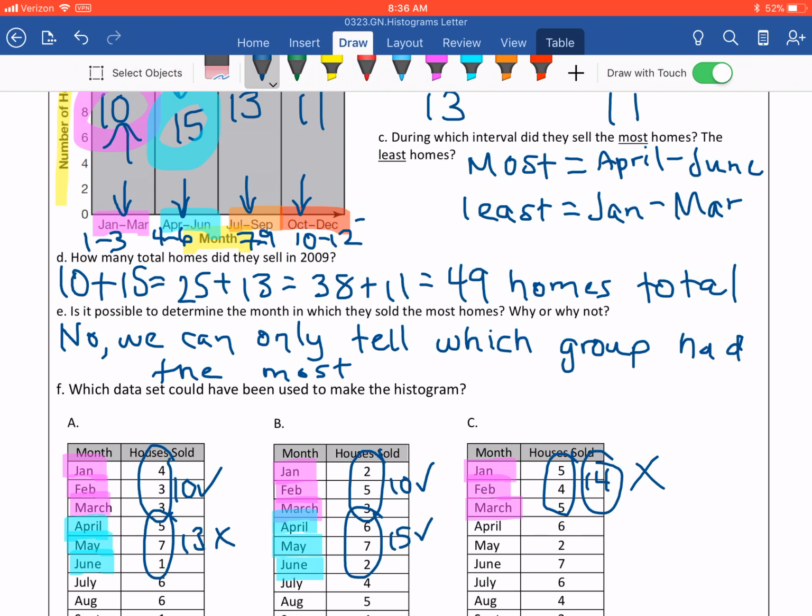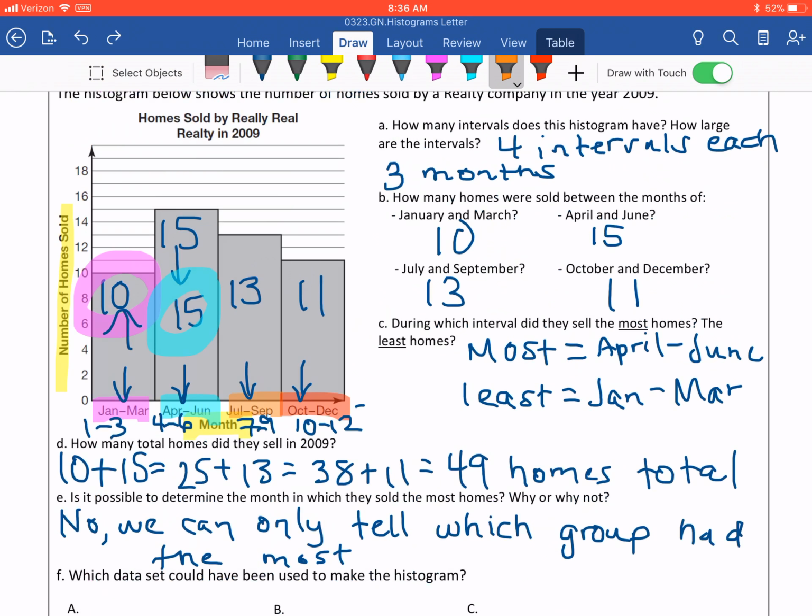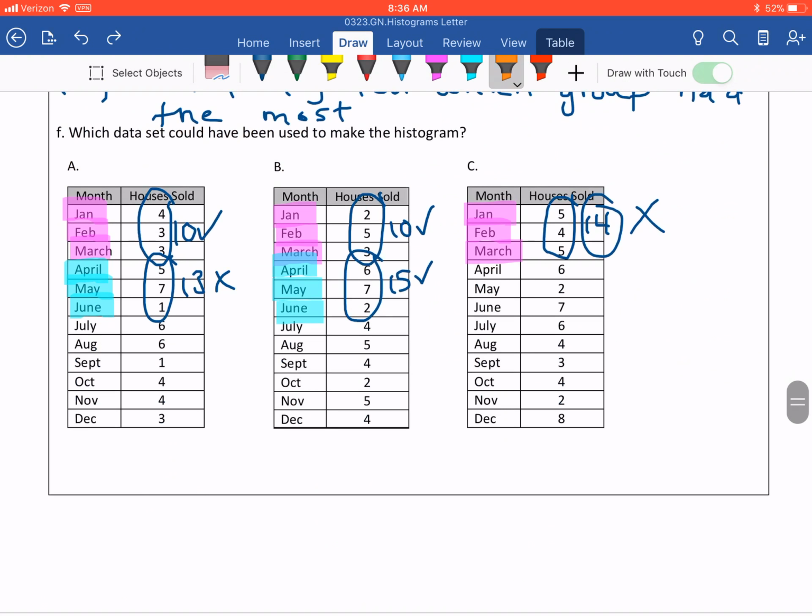At this point, I could say to myself, oh yeah, I know it's letter B because A and C are wrong. But we're not going to be lazy. We're going to take the time to really make sure that letter B is correct by checking the other answers. So for the next interval here, July through September, we know that that number is supposed to be 13. So we're going to count for 13. For July, August, and September, 4 plus 5 is 9. 9 plus 4 is 13.